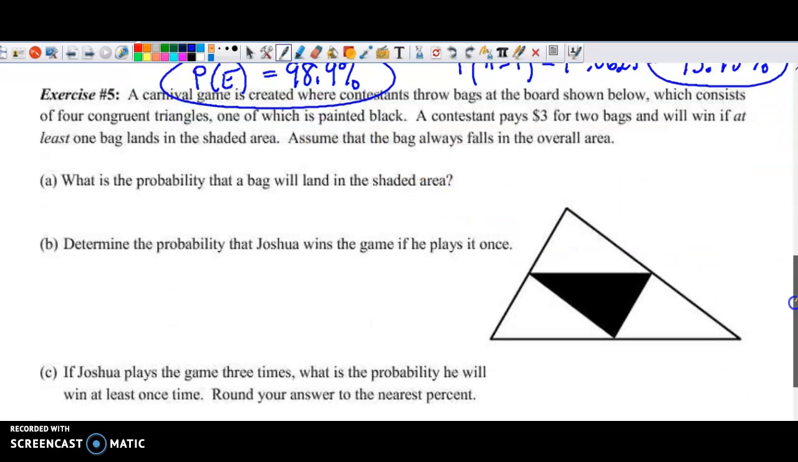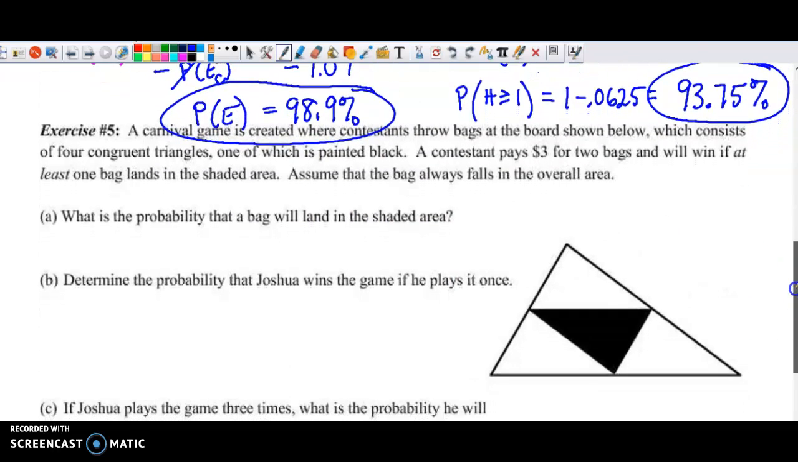And then we have one more example. I think this is the last one. Yep, where we have a game where we're throwing bags on a board. We have 4 congruent triangles. That means that they're all equal shape, equal size, one of which is painted black. So they pay $3 for the 2 bags and will win if at least 1 bag lands in the shaded area. And we're assuming that the bag has to land on that area.